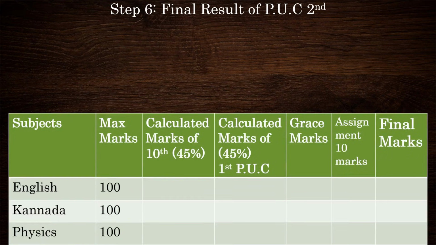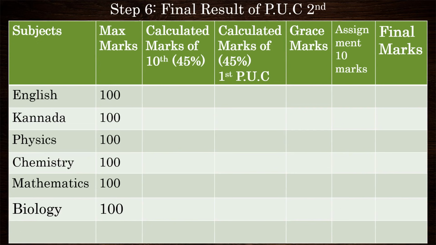Step number 6, the final result of PUC second year. So this can be calculated by considering a table, writing down the subject, maximum marks, calculated marks of 10th standard by taking 45%, calculated marks of first PUC 45%, grace marks, that is 5% of first PUC, assignment 10 marks, and that one will be the marks for your PUC second year based upon the assignments which you have written, the regularity, punctuality of the classes, your behavior, your attendance of online and offline. Based upon this, the 10 marks will be assigned. Then we get the final marks.